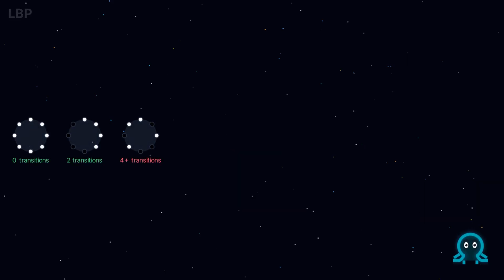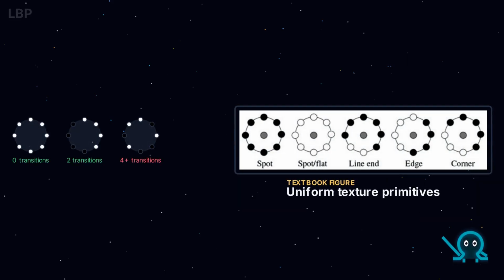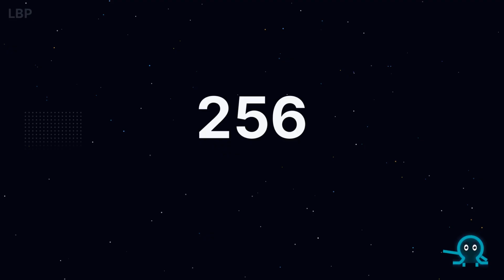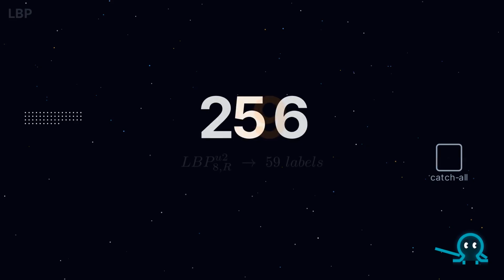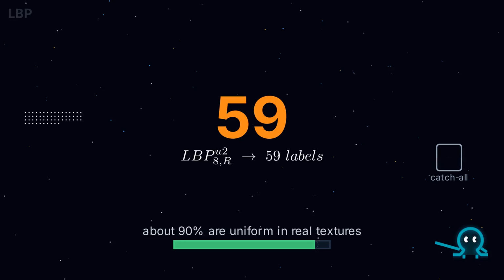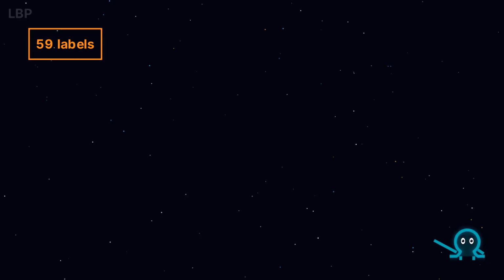Each uniform pattern actually corresponds to a recognizable little microstructure: a spot, a flat area, the end of a line, an edge, or a corner. These 5 categories alone cover a huge share of what's really happening in a textured image. Out of 256 possible patterns, only 58 are uniform, plus 1 shared label for everything else, giving 59 labels in total. And in real images, that's not a minor shortcut. Roughly 90% of all patterns found in real textures, and even in real face images, turn out to be uniform. We're compressing the description without losing the story, so that's the rule for a single pixel.